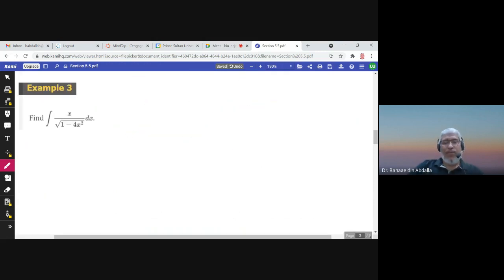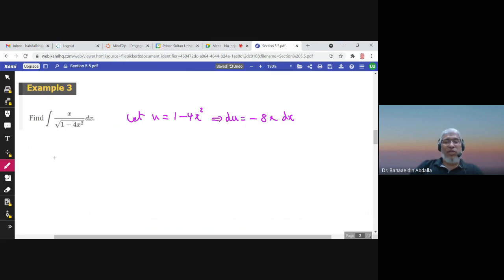Another example. Do you see something inside something? g of x is inside f usually. So I will take u to be 1 minus 4x squared. I need the derivative of this function to be outside. Let me find du. The derivative of 1 is 0, so I have negative 2 times 4, which is negative 8x dx.